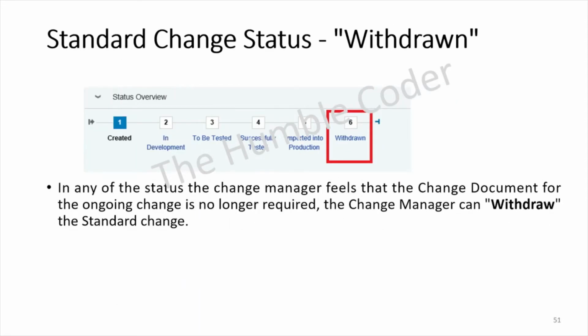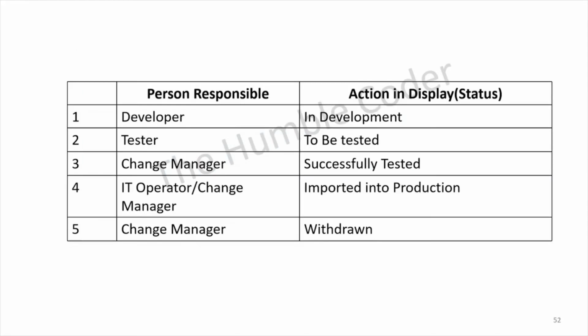The last status is withdrawn. In any of the cases, the change manager feels that the change document for the ongoing change is no longer required, the change manager can withdraw the standard change.